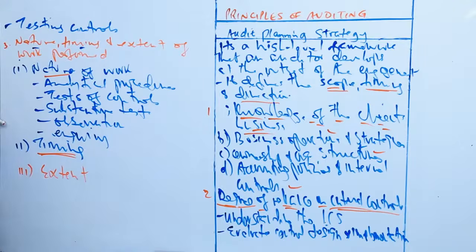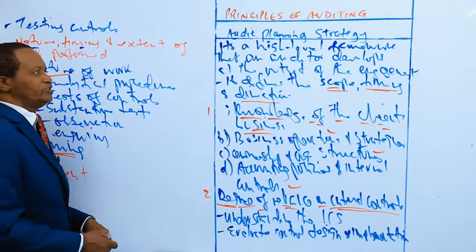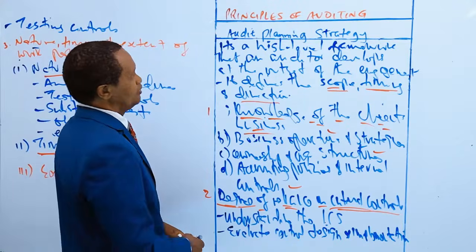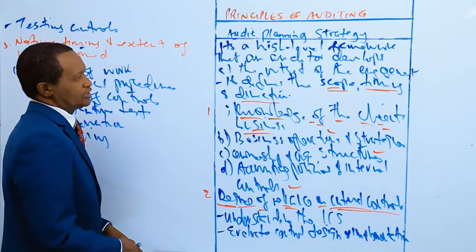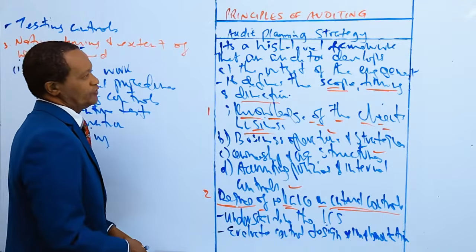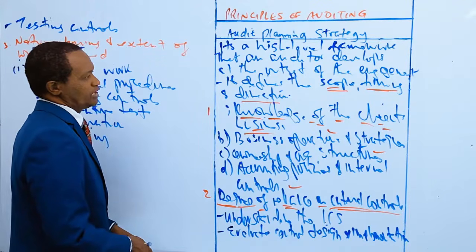If the records are developed in an environment of weak internal control system, then the auditor will have a larger sample. But if the internal control system is strong, then the auditor will have a small sample. So these are key areas in audit planning strategy, which we defined as a high-level framework that an auditor develops at the outset of the engagement. It defines the scope, timing, and direction.